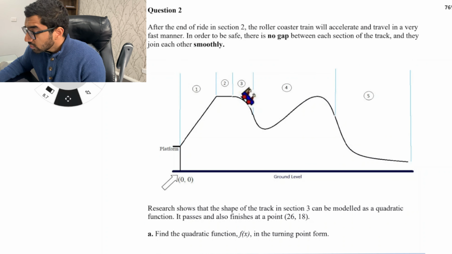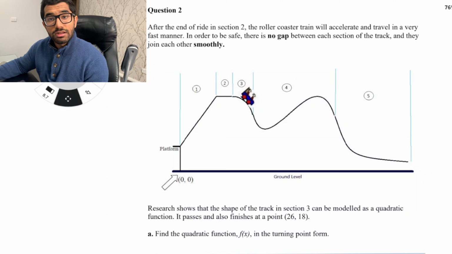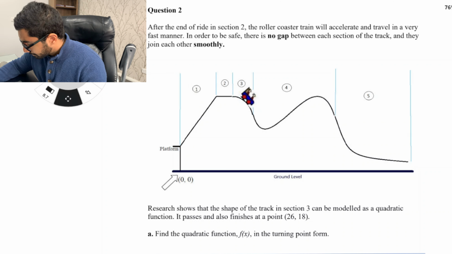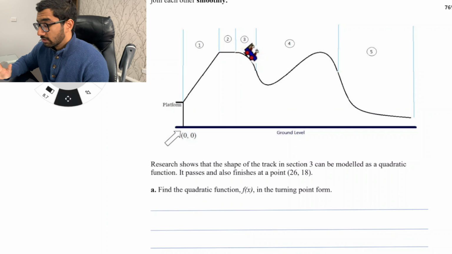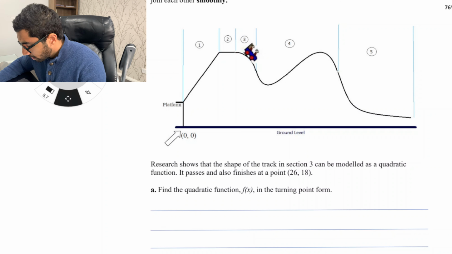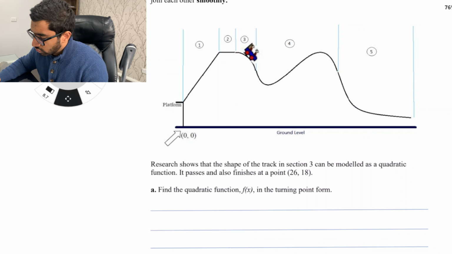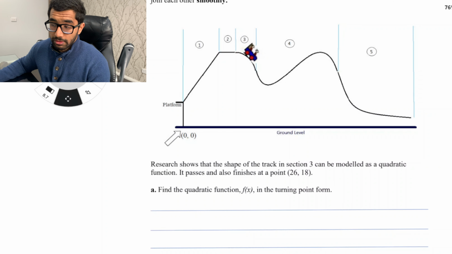Now question 2. After the end of the ride in section 2, okay, the roller coaster train will accelerate and travel in a very fast way. Now there's no gap and it has to be smooth. So now we're really talking about continuity and smoothness. Research shows that the shape of the track in section 3 can be modeled as a quadratic. It passes and finishes at (26, 18). So find the quadratic function in turning point form, okay?